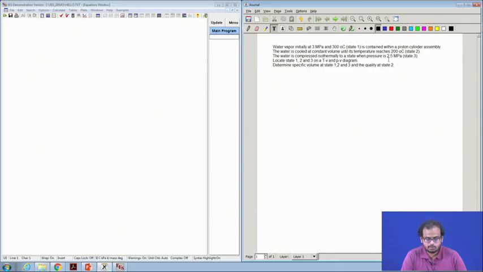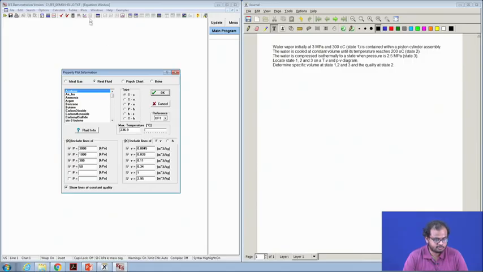The task is to locate states 1, 2 and 3 on the TV and the PV diagram. And we must determine the specific volume at states 1, 2 and 3 and the quality at state 2. So, before proceeding, it is worthwhile to quickly see the property plot for steam, so that we can make a nice estimate.